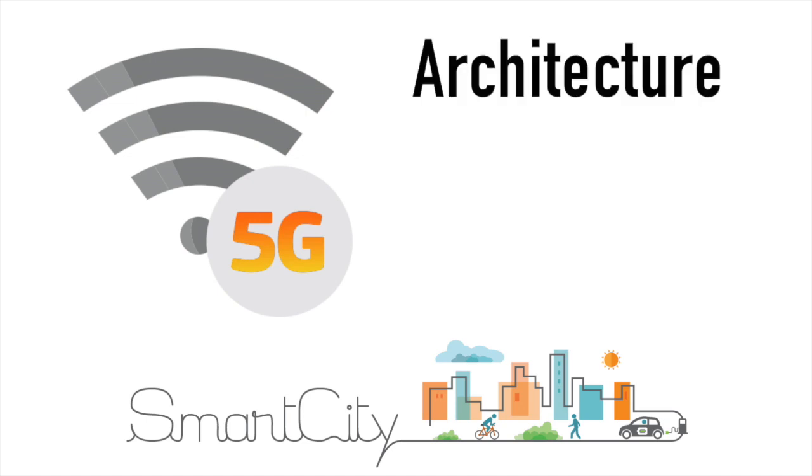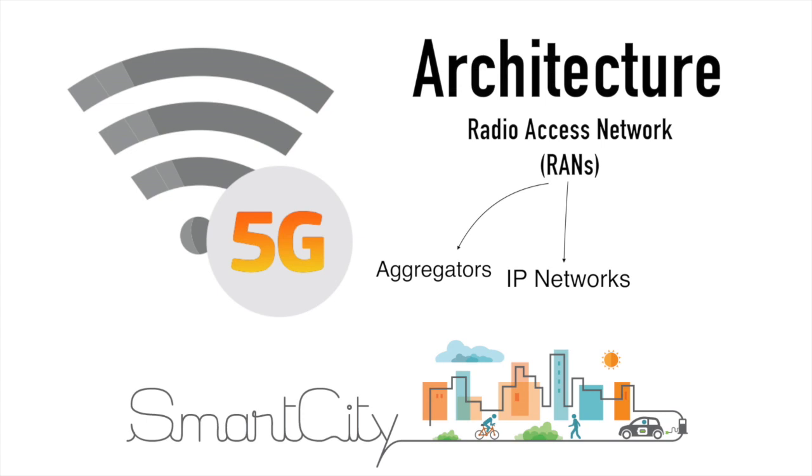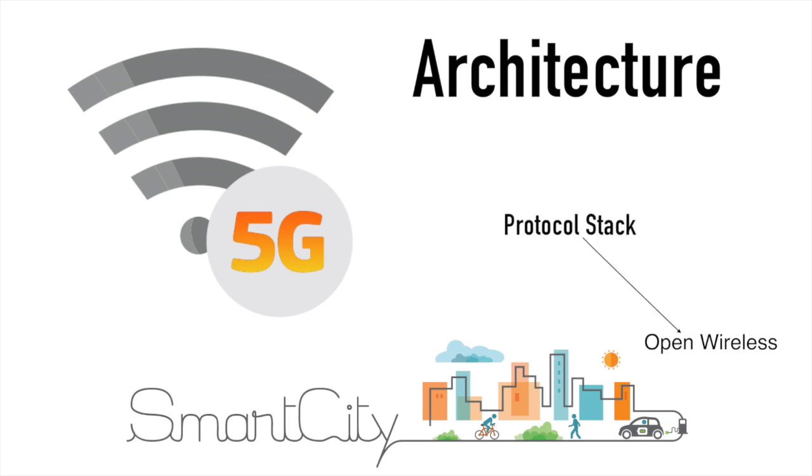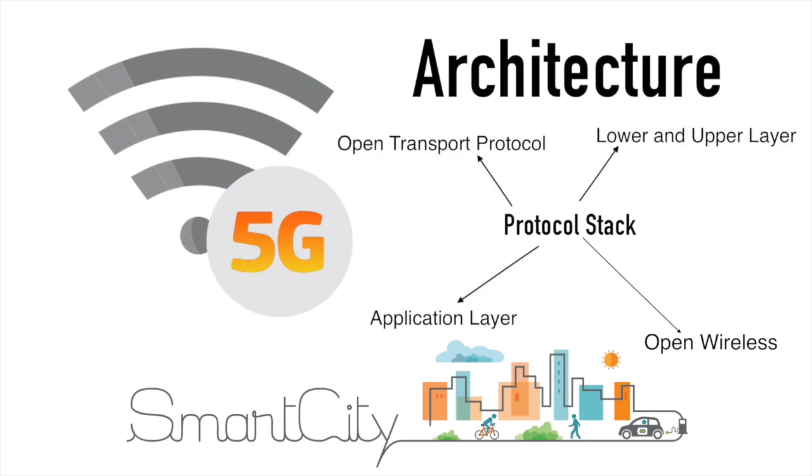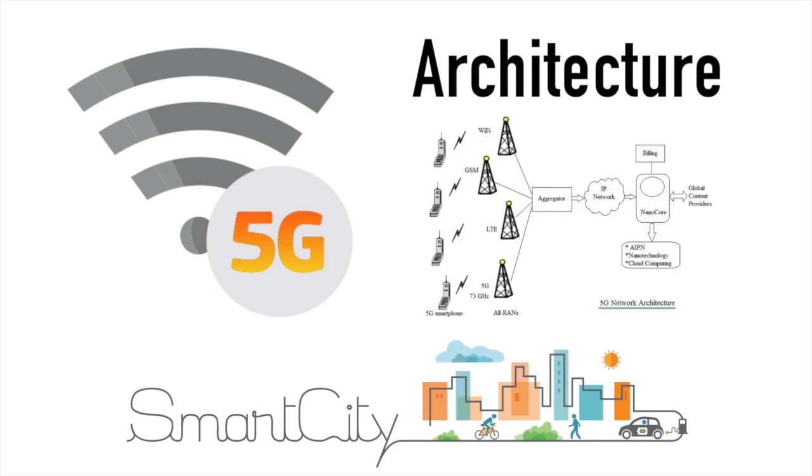Now we will talk about the architecture of 5G. The 5G architecture consists of all radio access networks, also known as RANs, aggregators, IP networks, nanocores, and etc. The 5G protocol stack consists of open wireless architecture, lower and upper network layer, open transport protocol, and the application layer. Figure 1 depicts 5G network architecture. As shown, 5G network uses flat IP concept so that different RANs can use the same single nanocore for communication.